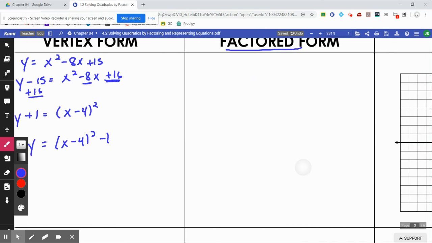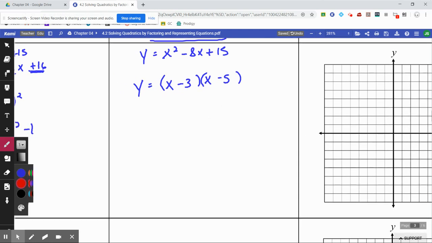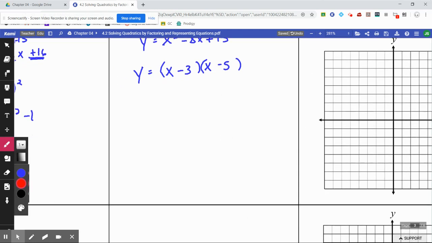For factored form, we're going to take that exact same y equals x squared minus 8x plus 15. And our factored form is two sets of parentheses. X times itself; what adds and multiplies will be a negative 3 and a negative 5. Now to do the graph of this, we can always use our factored form to very easily find our x-intercepts. We're going to set each of these equal to 0 and solve it, and when you do, it gives you 3, 0 and 5, 0. Those are going to be your two x-intercepts.